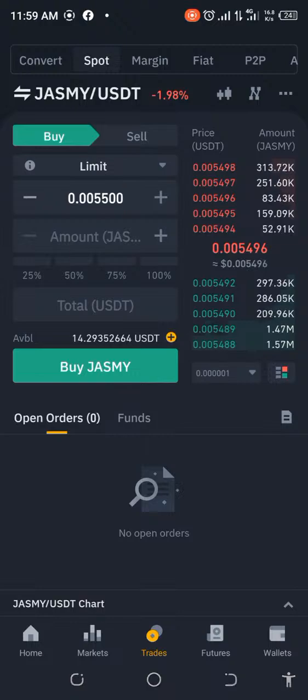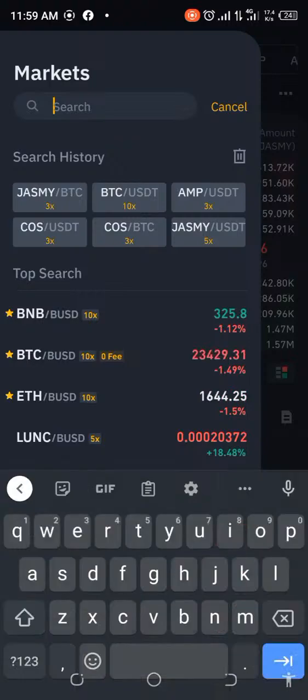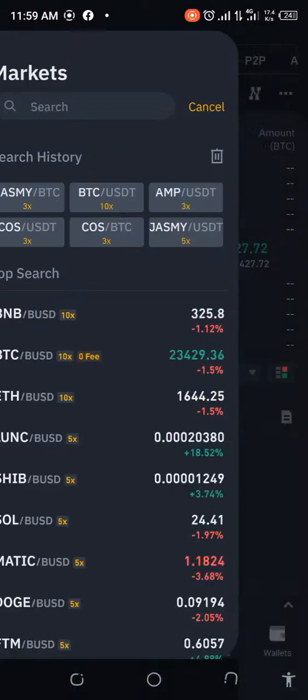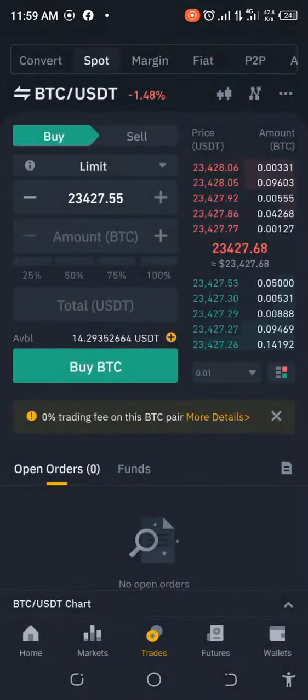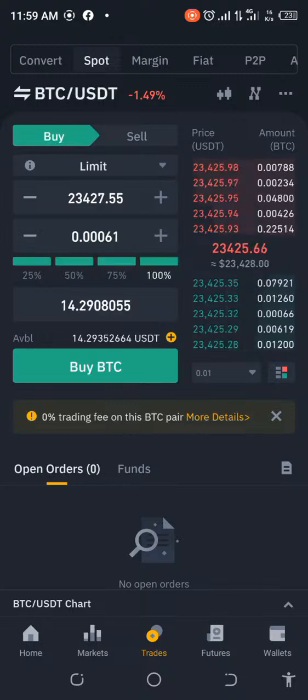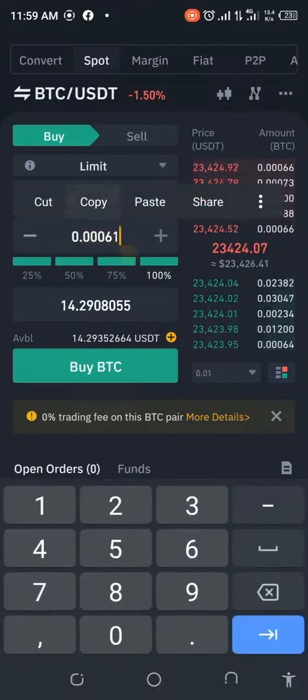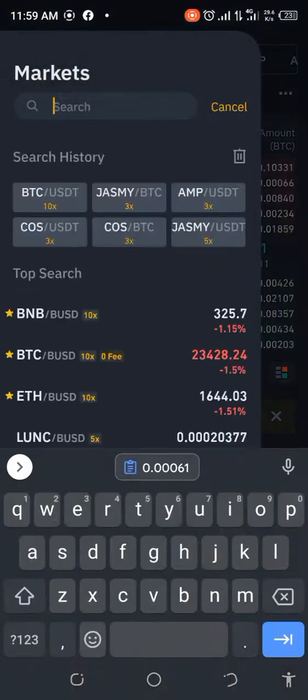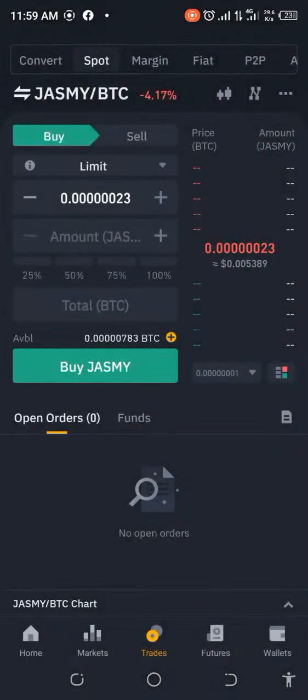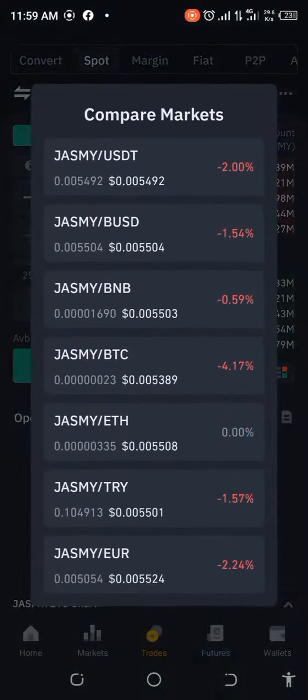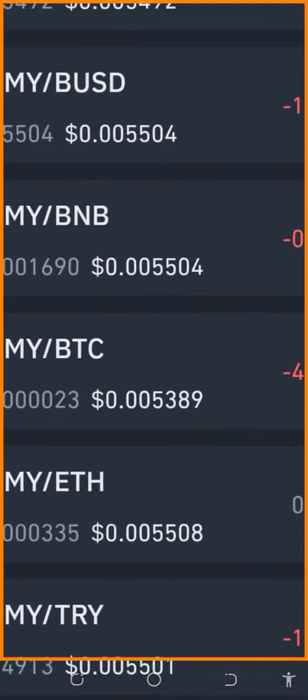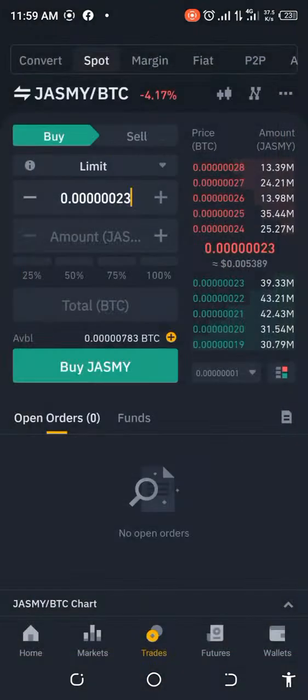So first of all, I'll have to buy BTC. It's important that we simulate first, because that's going to help us know what we're doing. So I'm going to simulate this. Let's do 100%, and we have 0.0061. I'm going to copy that and go back to Jasmine BTC. Let's check again before we go ahead, just to be sure that everything is still intact. Nothing has changed. So we're going to click on that pair and put in the amount.